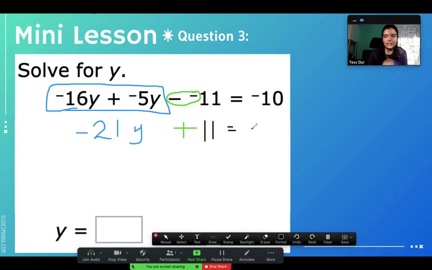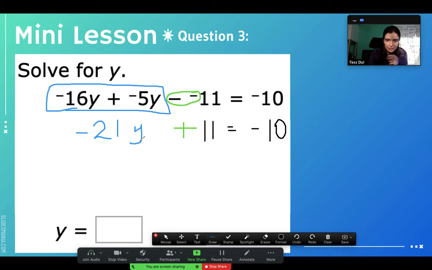Equals negative 10. Now, if we added negative 5y to this negative 16y, why didn't we add 5 over here as well? Well, because this negative 5y was already on this side, right? We were just combining these together. We weren't changing the structure of the entire equation. We were just simplifying.